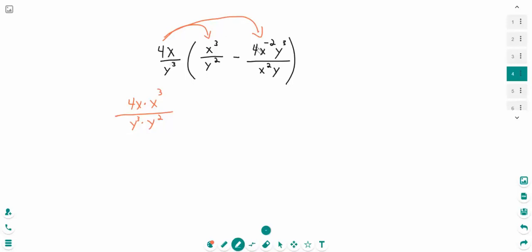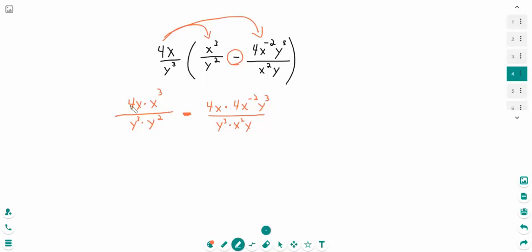Then we'll multiply it by the next term. This is a positive, and we're multiplying it by a negative term, so this is going to be a negative. If we multiply the numerators, we end up with 4x times 4x to the negative 2y to the third, all over the denominators, which are y to the third times x squared y. Okay? So now we can go ahead and simplify this out.